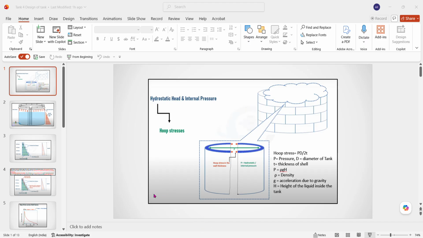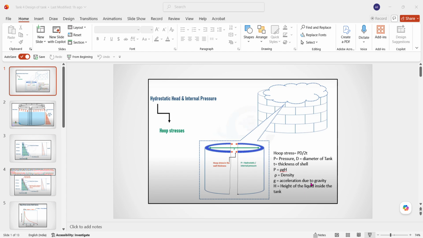Means a peak is there, but as the pressure is more at the first course, at 300 millimeter from the bottom of the shell, the bottom of the plate, the stress will be maximum. Due to this stress, when it is 300 millimeter, it is more.